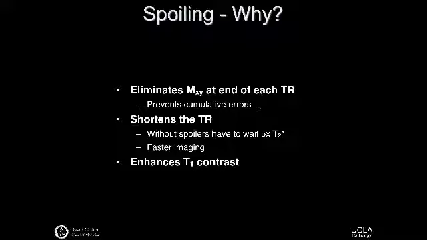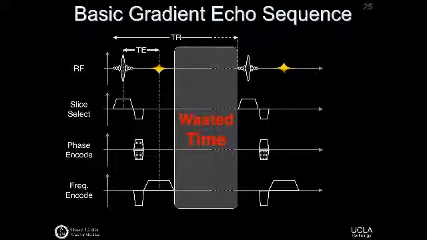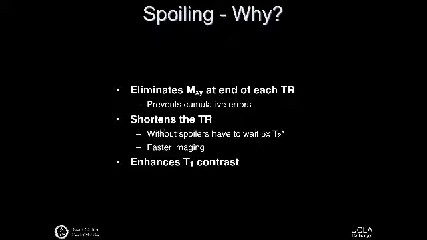Spoiling is helpful because we can use it to shorten the TR. Without shortening the TR, the only way to get complete decay of the signal is to wait 5 time constants or maybe 10 time constants. So you have to wait a long time for the signal to completely decay on its own. Spoilers are a way of accelerating the signal decay. And because we can accelerate the signal decay, that ultimately leads to faster imaging.